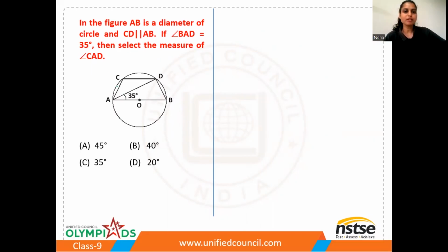Then select the measure of angle CAD. That means I have to find out this angle. Let's suppose this is X. So this angle, basically, is what the question is asking.